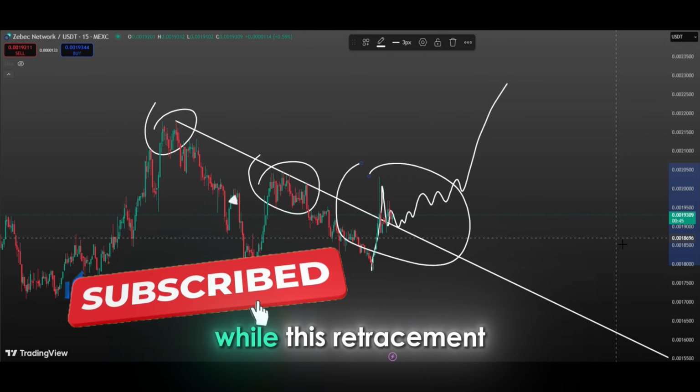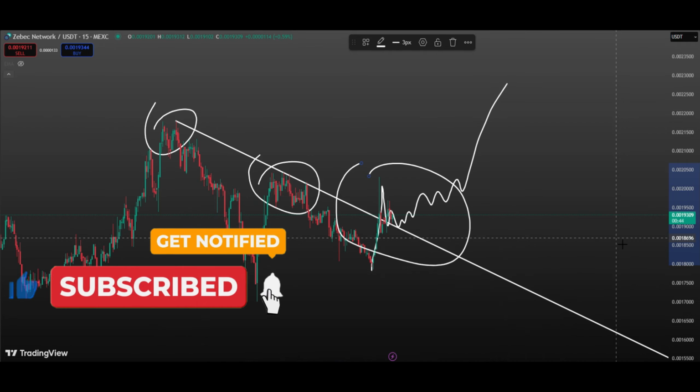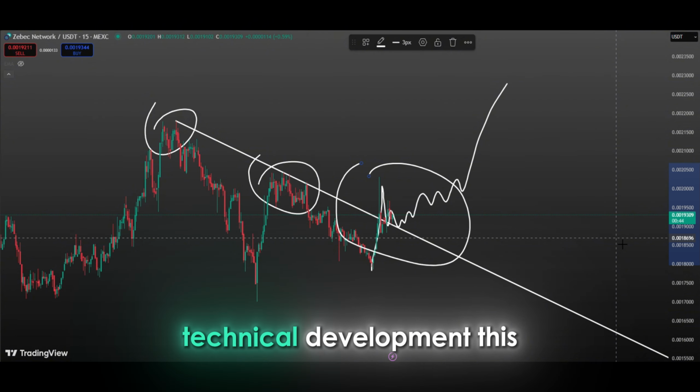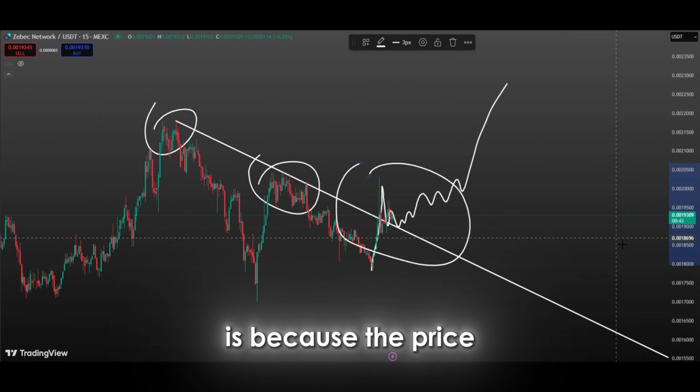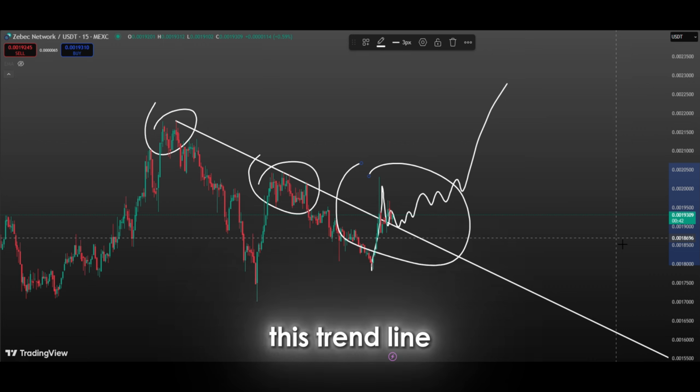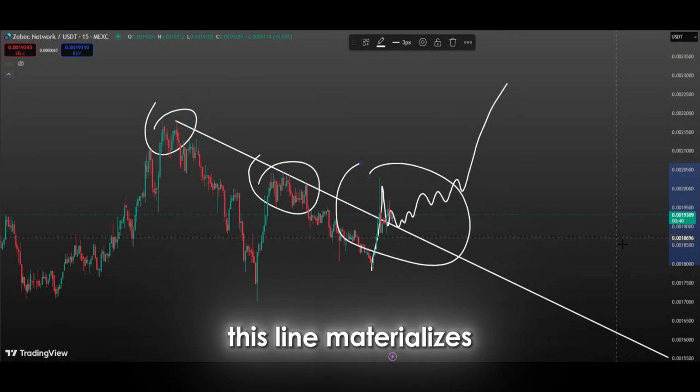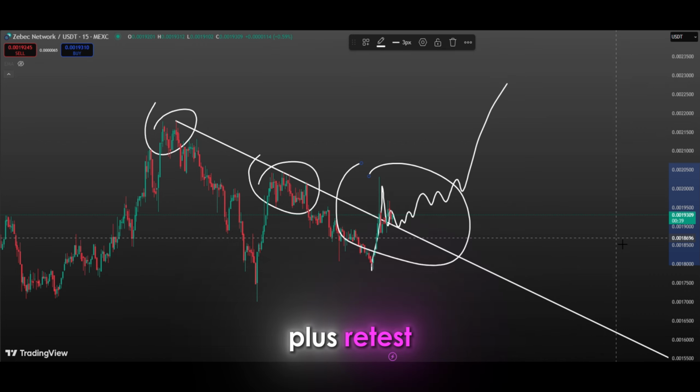While this retracement may superficially look like a correction, it is actually an extremely valuable technical development. This is because the price now has the potential to turn this trend line, which previously worked as resistance, into support. If a strong hold on this line materializes, this is referred to by technical analysts as a breakout plus retest, and is considered a highly reliable turn signal.